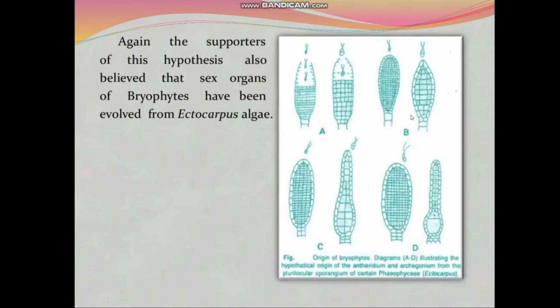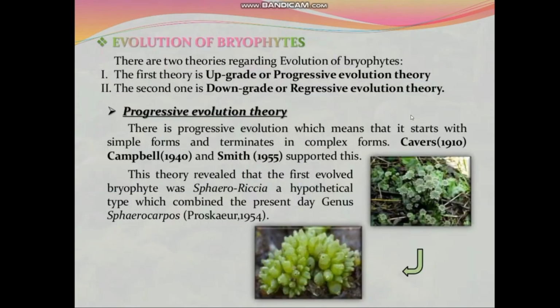The supporters of the hypothesis also believe that the sex organs of bryophytes have evolved from algae like Ectocarpus. These figures show the origin of bryophytes, illustrating the hypothetical origin of the antheridium and archegonium from the plurilocular sporangia of certain types of Phaeophyceae like Ectocarpus.